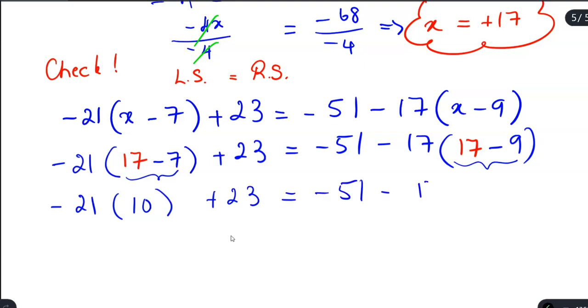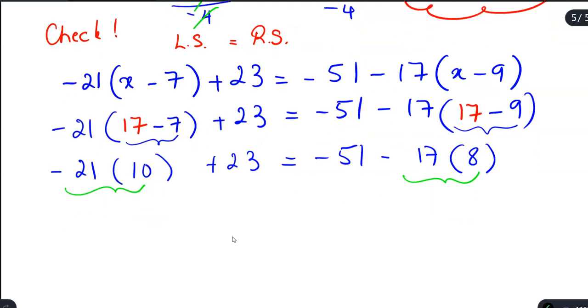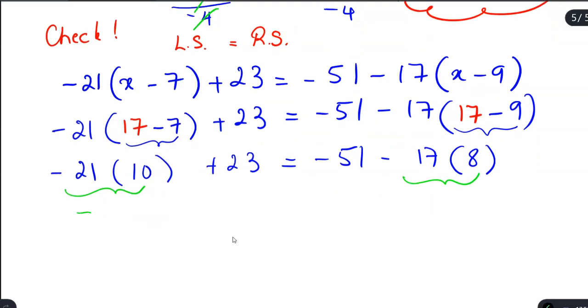So this should give me 8. Okay, also with bad math, this is multiplication and this is multiplication. So this should give me negative 210. This should give me negative 136.